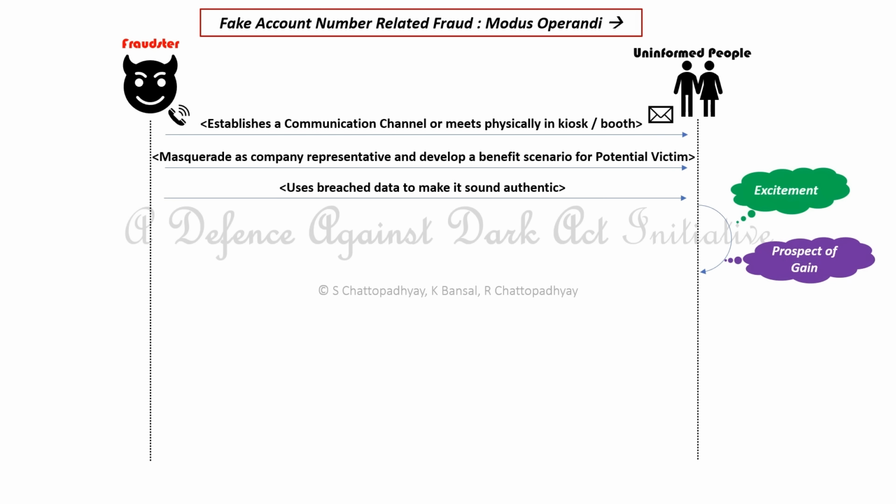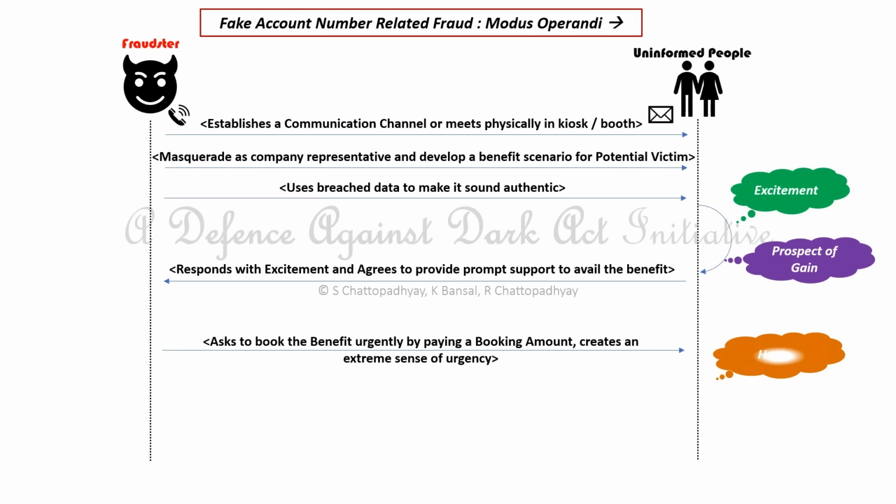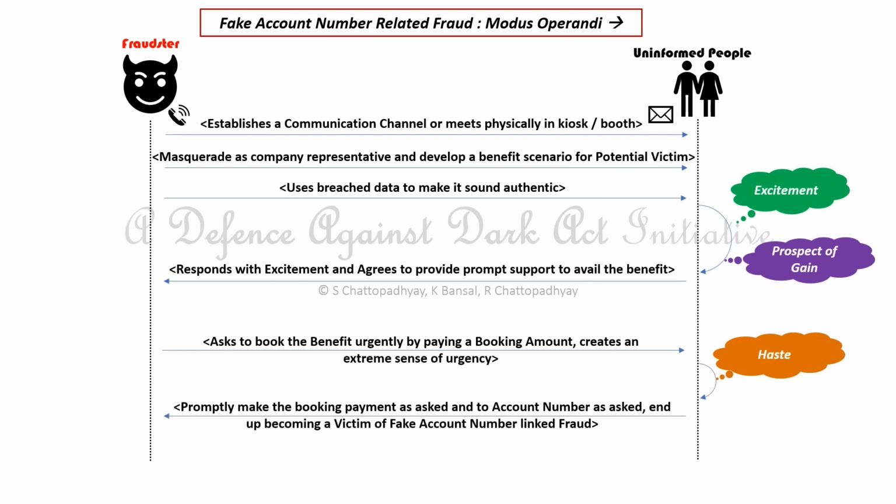And the potential victim, being uninformed about these ways of looting people, responds with excitement and agrees to provide prompt support to avail the benefit. The fraudster asks to book the benefit urgently by paying a booking amount, creates an extreme sense of urgency, and the potential victim acts in haste. They promptly make the booking payment to the account number as provided and end up becoming a victim of fake account number linked fraud.